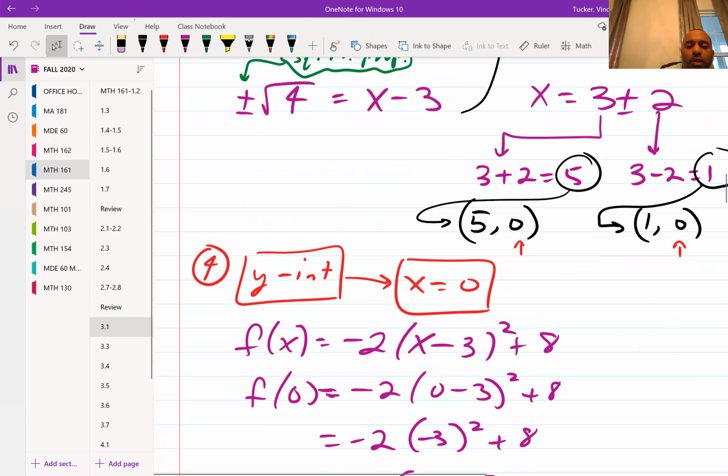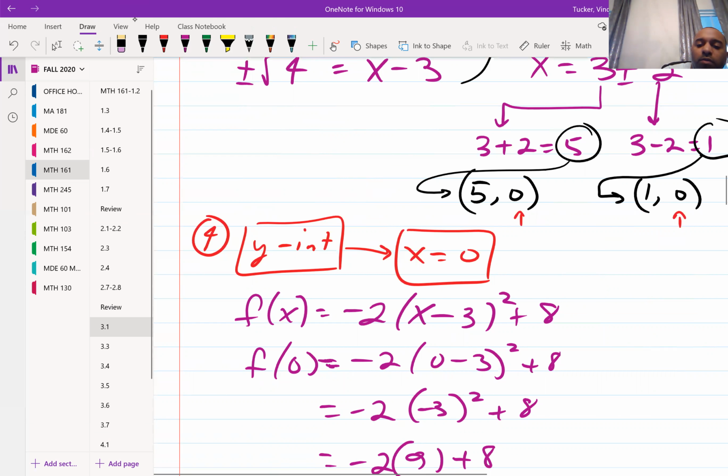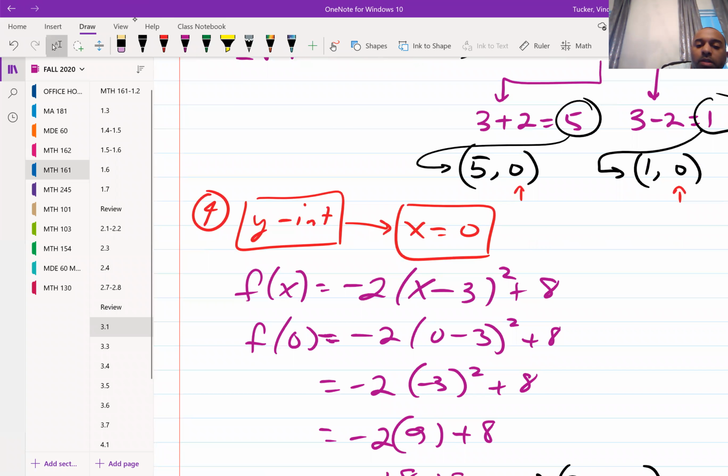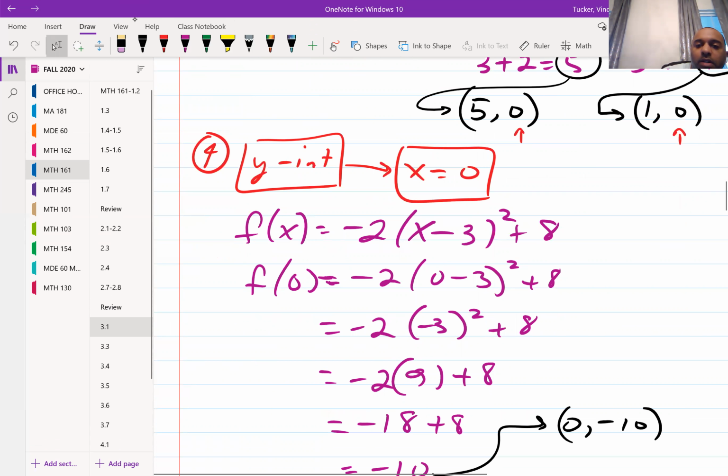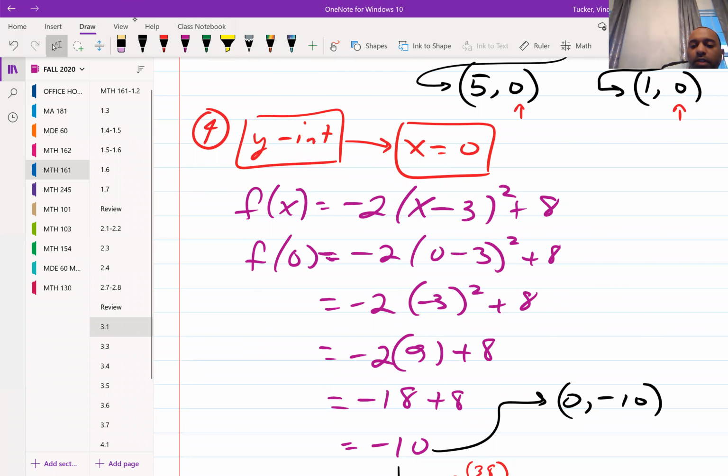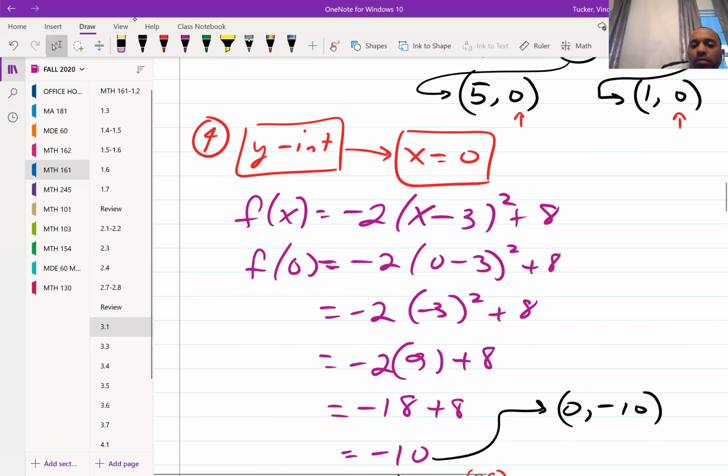So that's what we did here. Took that same function, plug in 0 for x. So 0 for x right here. Inside of the parentheses, 0 minus 3 is just negative 3. Negative 3 squared is 9. Negative 2 times 9 is negative 18. And negative 18 plus 8 is negative 10. And so the coordinate of that would be 0, negative 10, because remember x was equal to 0 for the y-intercept.